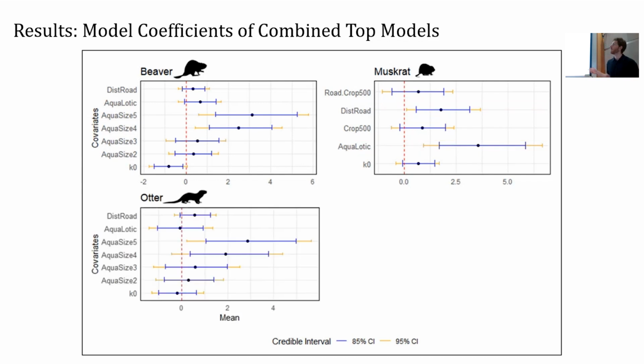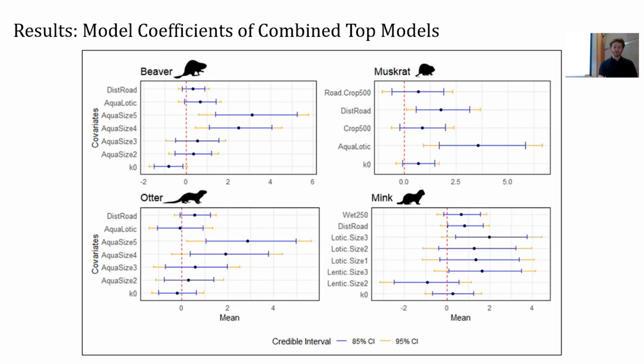River otter actually had the same top model as beaver, so distance to road as well as water body type and size. And here we can see that just the largest size class was strongly likely to have a positive influence, whereas the second to largest was somewhat likely to have a positive influence.